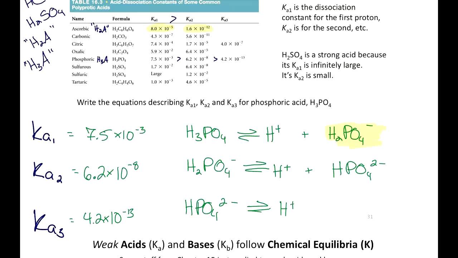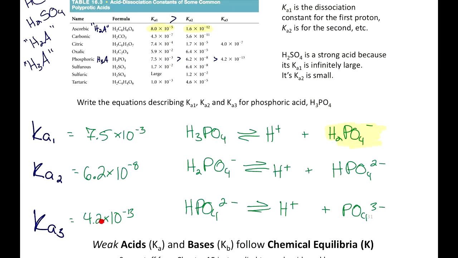Equilibrium arrow, pop off that hydrogen or that proton, and then we're left with PO4 3 minus, and that is our conjugate base in that last Ka value. Can this last product, PO4 3 minus, act like an acid? No, it can't. So that's why it does not have an additional Ka value. All right, let's look at that last equation.